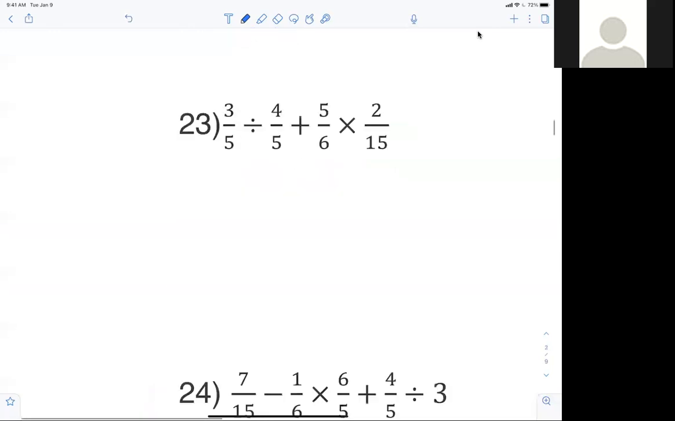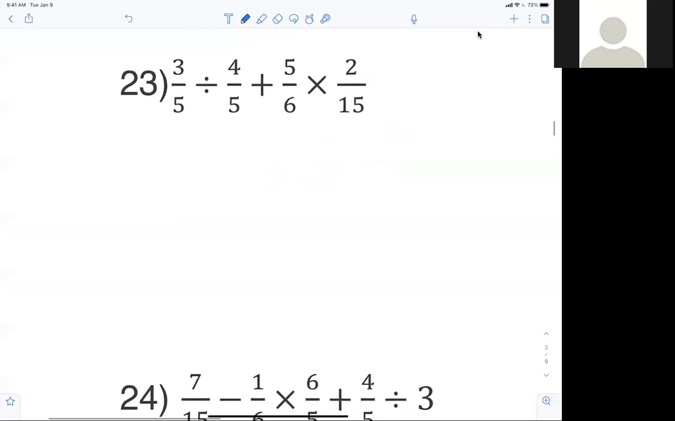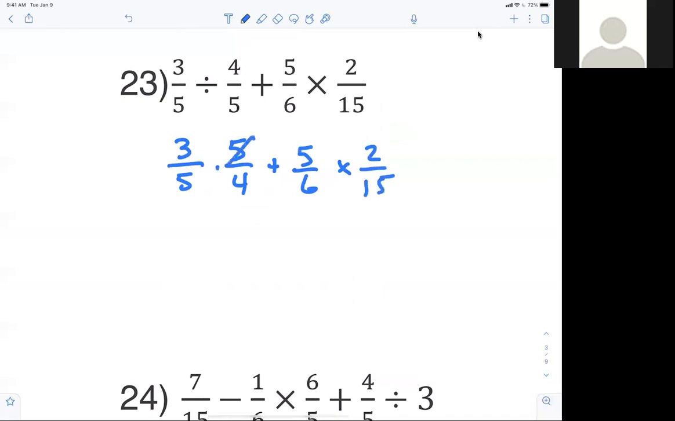All right, Tyler, 23. You got some fractions here. So you change it to multiplication. Good. So 3 over 5 times 5 over 4. Good. And cross out the 5 and get 1s, so just 3 over 4. Thank you. And then the next one, I did the multiplication, and cross out the 2 and the 6, make the 2 a 1, and the 6 a 3, and then the 5 a 1, and the 15 a 3. Good. And then it's 1 over 9.